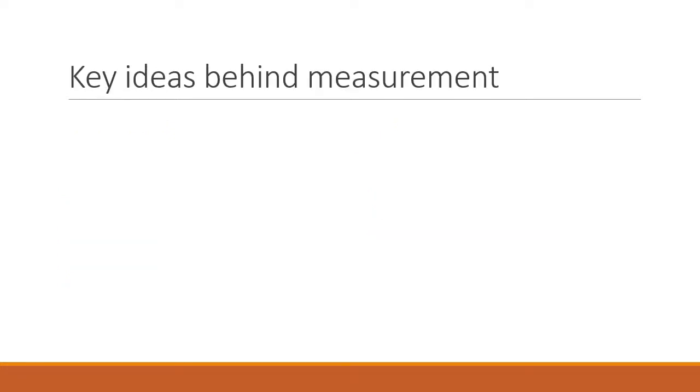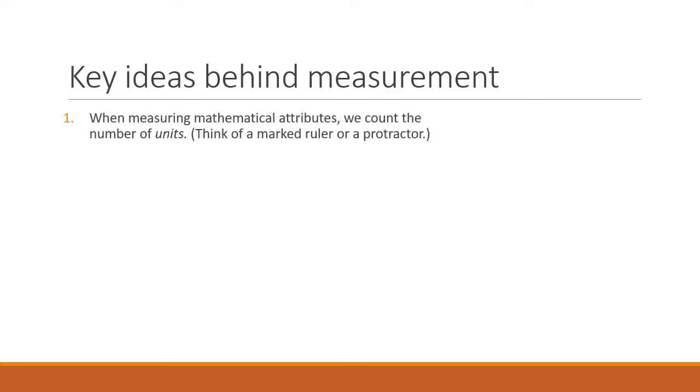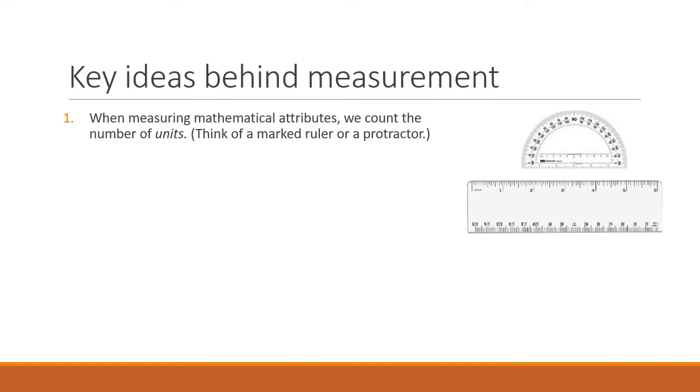So let's start with some of the key ideas behind measurements. These are the topics that we talked about before exam 2, but it'll be a good reminder because it helps us understand what we need to know as instructors. The first concept was that when measuring mathematical attributes, we count the number of units. Think about having a ruler or protractor. When you're measuring some length, say this amount, we would count 1 inch, 2 inches, 3 inches, because we see 3 of the unit inches measuring the length here.